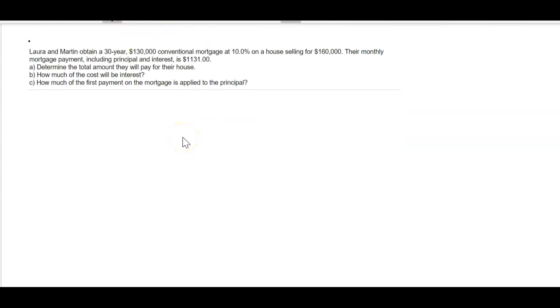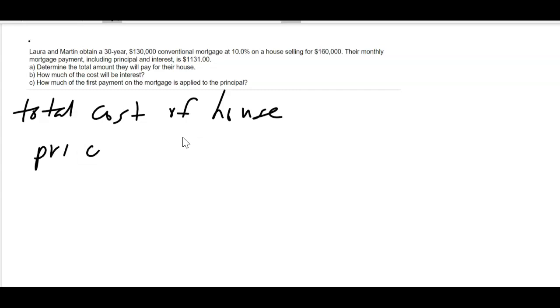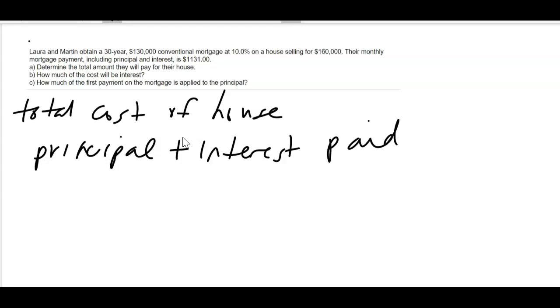Okay, so remember that to find the total cost of the house, we need to include the principal plus the interest that's paid for all the payments. Okay. We need to also determine how much they paid out of pocket for the down payment.